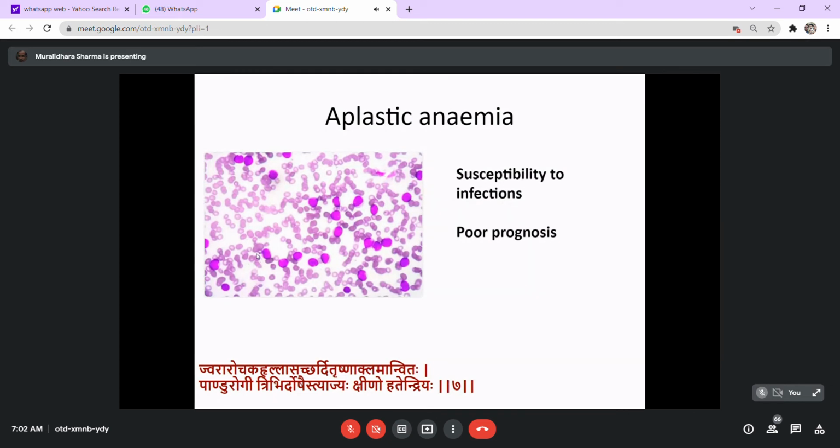Whereas irreversible conditions like leukemias, where the bone marrow may have a tumor pathology and hence is not able to produce that, then the prognosis may be totally different.